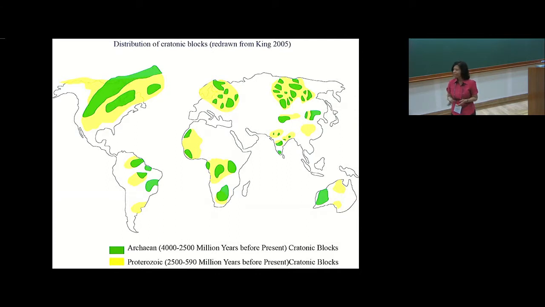How does that happen? These are the Archean and Proterozoic, two different geological eras. The Archean is the oldest era, and it goes from 2.5 to 4 billion years. A slightly more recent era is the Proterozoic, which goes from 590 million to 2.5 billion years. So these are the areas where you find the oldest rocks on the surface of the Earth.